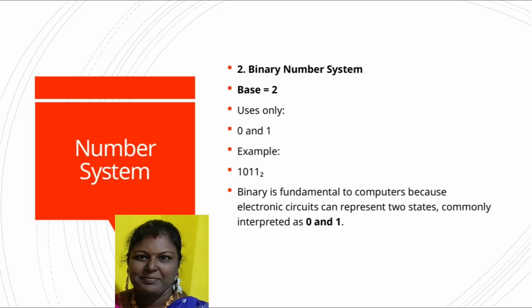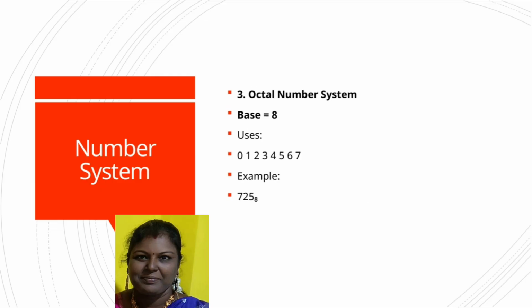Now, let's explore the octal number system. It's a base 8 system, which means it uses just 8 digits, from 0 up to 7. Unlike our usual decimal system, octal stops at 7 before rolling over to the next place value. For example, the number 725 in octal is written as 725 with a small 8 to show the base. This system is often used in computing, where grouping binary digits into sets of 3 makes things simpler to read and manage.